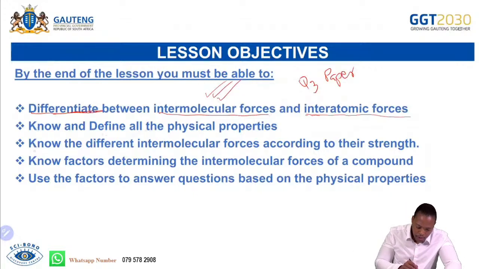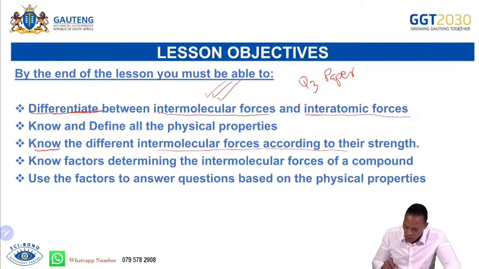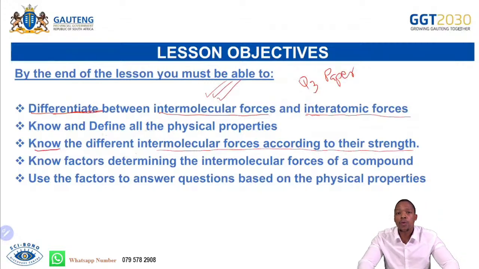Okay? You must be able to know the different intermolecular forces according to their strength. So by the end of the lesson, I expect that we'll know the different intermolecular forces within organic chemistry, of course, and within our scope at grade 12 level. You must know them according to their strength, meaning you know this one is weak, this one is stronger, this one is the strongest.